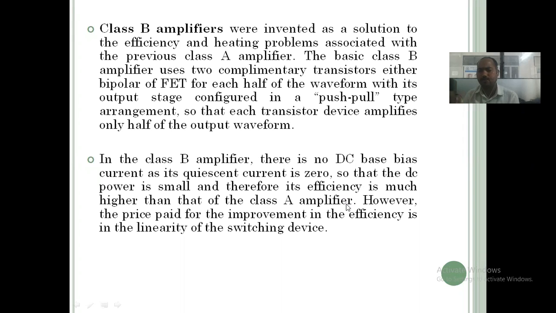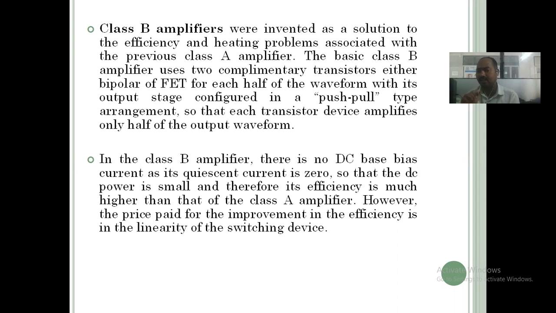The reason is that here we don't apply any signal, so the DC power which should be added is very little, so no noise is coming. That's why this type of amplifier gives more efficiency. One of the important conditions with respect to that: it gives higher efficiency, however the price paid for the improvement in efficiency is the linearity of the switching device.